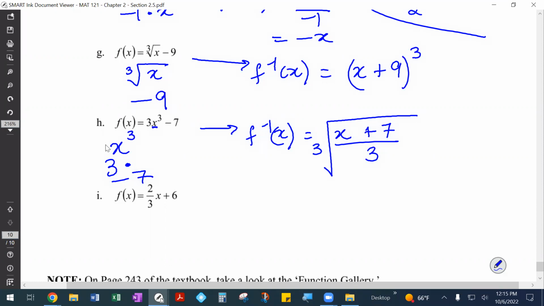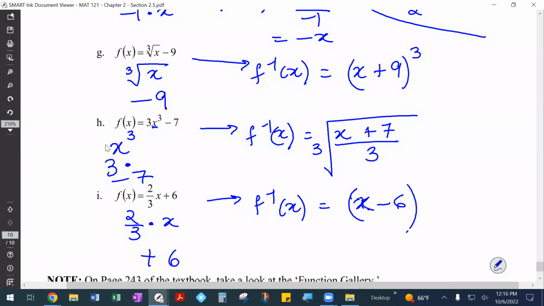And then most of you did okay on I also. Your x is being multiplied by the fraction 2/3, and then we are adding the 6. When you find its inverse, we subtract the 6 first. Now, since you're multiplying by 2/3, technically you can divide by 2/3 if you wanted, or remember, as we had just talked about, you can also multiply, but then invert your fraction.